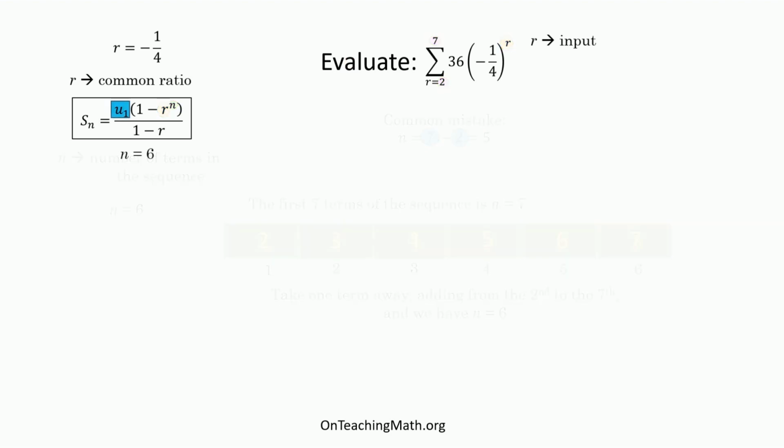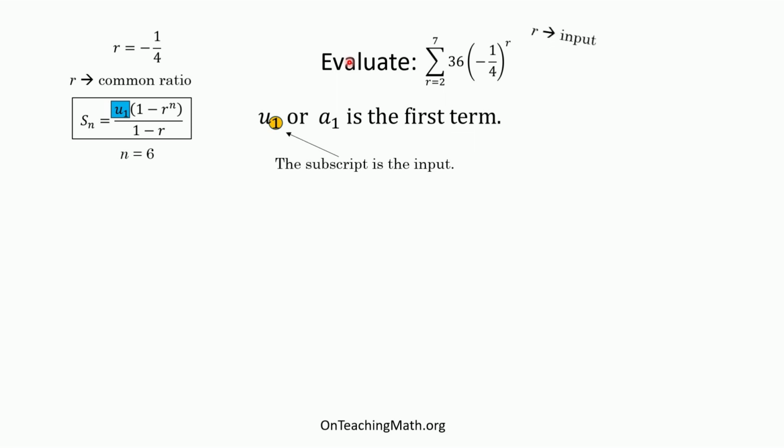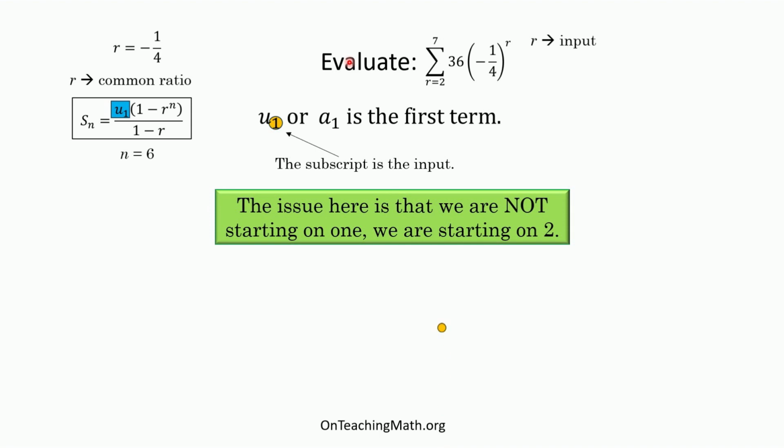Now let's talk about this U sub 1, which is sometimes called A sub 1. That subscript right there is actually the input. The problem here is it's not 1. It's the first one. In this situation, the first term we're going to add is the second term of the sequence. That gets a little confusing. So our input's actually going to be 2, not 1. Let's go ahead and plug in the 2 and see what happens. Let's do our work down here.